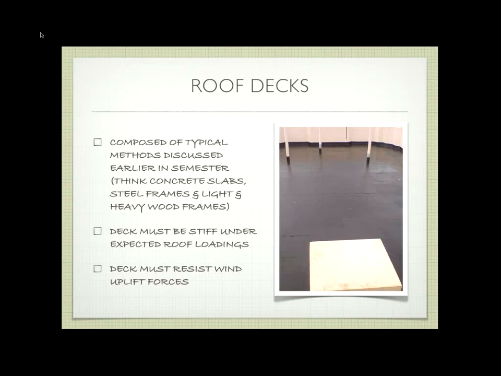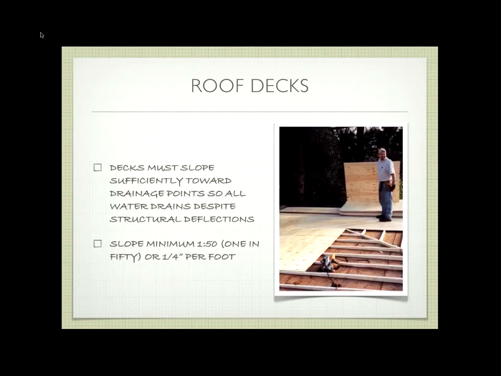The deck needs to be stiff under whatever the expected loading is on the roof. Sometimes it's just the roofing itself. Sometimes it's more, like air conditioners or what have you. And the deck must resist the wind uplift or any kind of seismic loading. No surprise. The decks must also slope sufficiently toward all drainage points to make sure that the water gets from one point to where it needs to go. There can be trouble if it doesn't do that, and we'll talk about that in just a second. The minimum slope for a flat roof is 1/4 inch per 12 inches. So it's 1 to 50, which is not very much. It can be almost flat, but it has to have some slope.